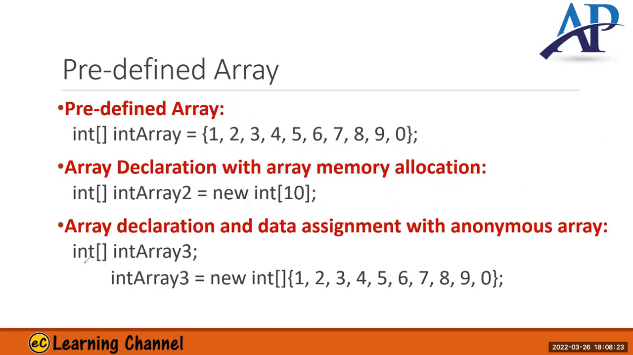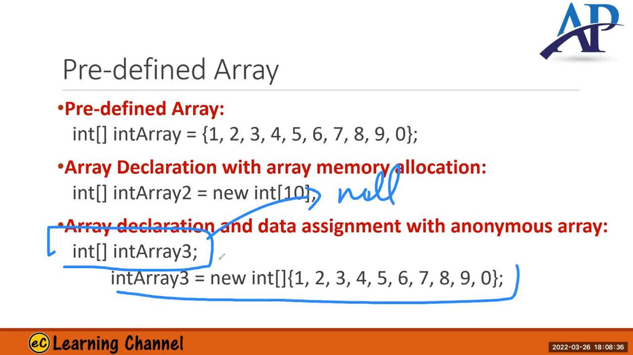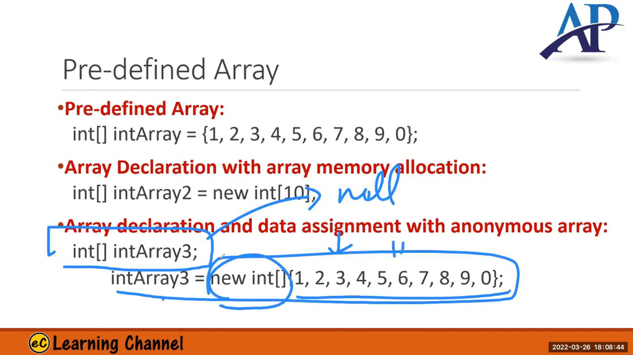If you declare only the reference data type, integer array, at this moment you will get the null value. And later, you assign the anonymous data to the array. You have to put new integer array with the brackets and data over here, okay?